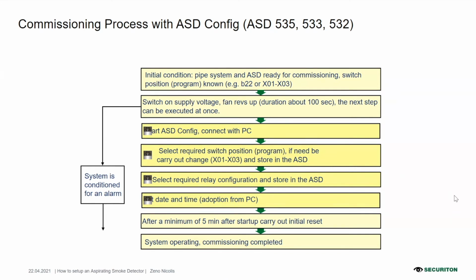Then you select one of the programs inside the ASD. The programs are called X01, X02 or X03. There are 3 different programs you can use, and you enter the sensitivity value for the detector and you set the fan speed. In our example, in the previous design, we had 0.389% obscuration per meter of sensitivity, and the fan speed was 3.